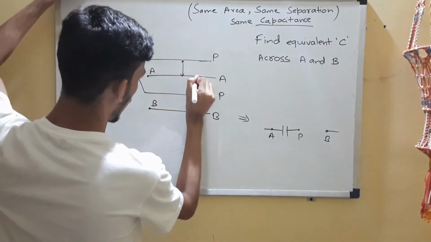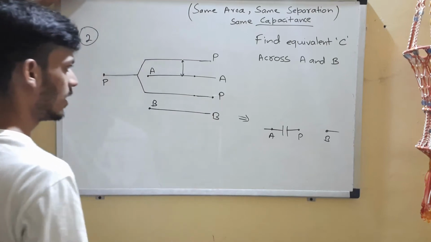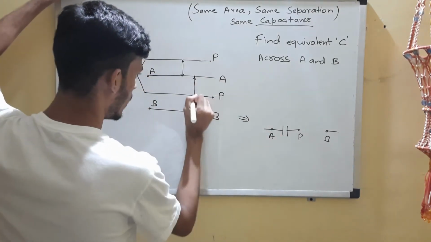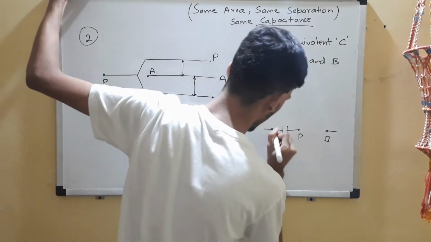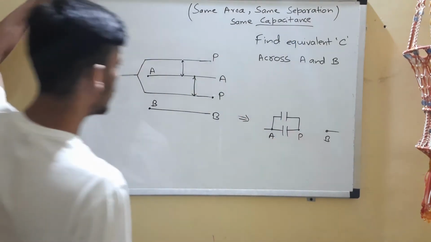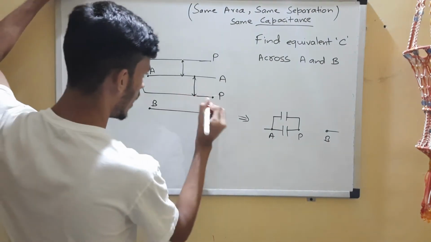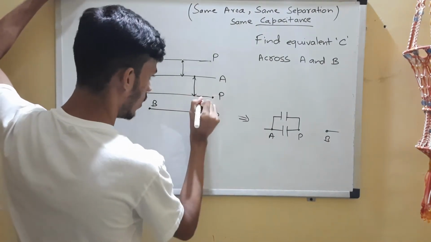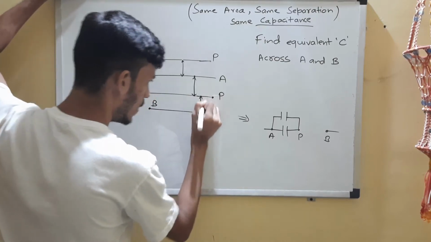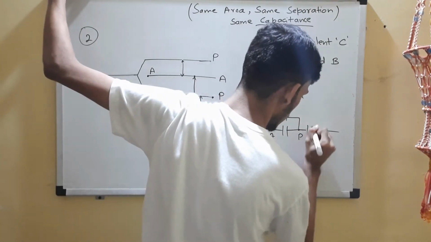Now let's come to the other 2 adjacent plates. Here also you can see that one is connected to A and one is connected to P, right? So here also one is connected to A, one is connected to P. And finally you can see that of these two, one is connected to P and one is connected to B. So it is somewhat like this.